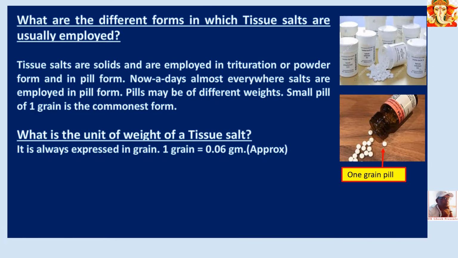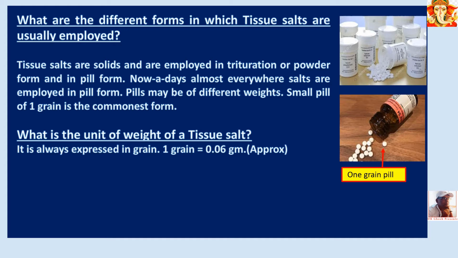What are the different forms in which tissue salts are usually employed? Tissue salts are solids and are employed in trituration, that is powder form, and in pill form. Nowadays, almost everywhere salts are employed in pill form. Pills may be of different weights. Small pills of 1 grain are the commonest form. On the right hand side, a 1 grain pill has been shown.